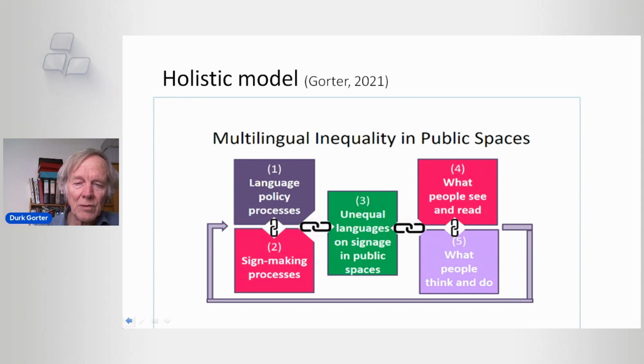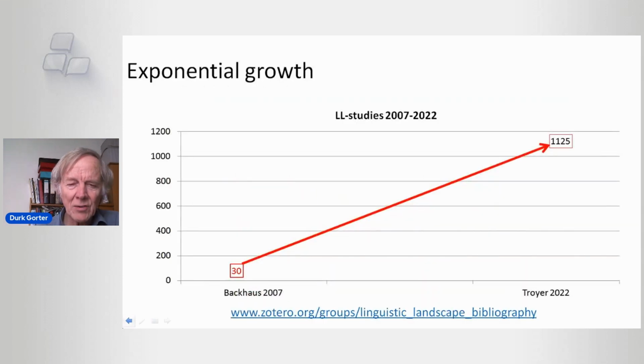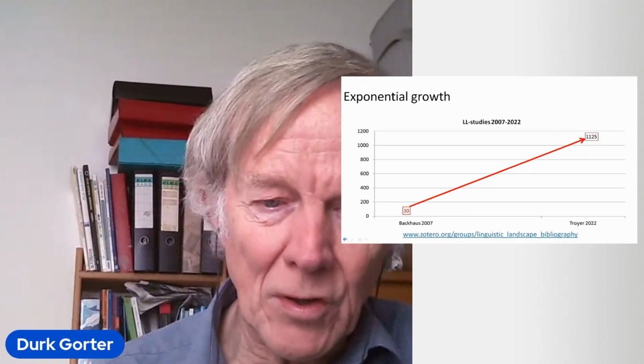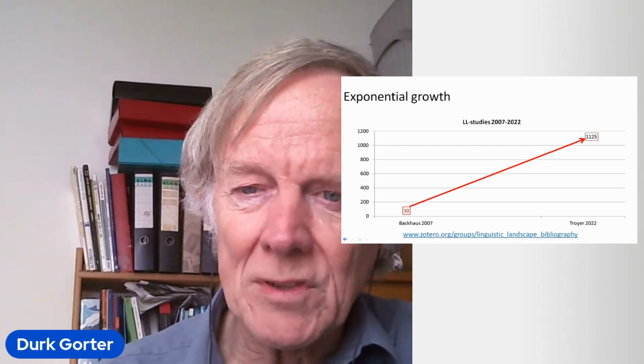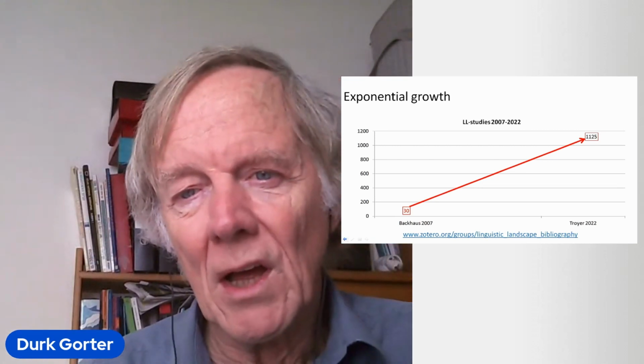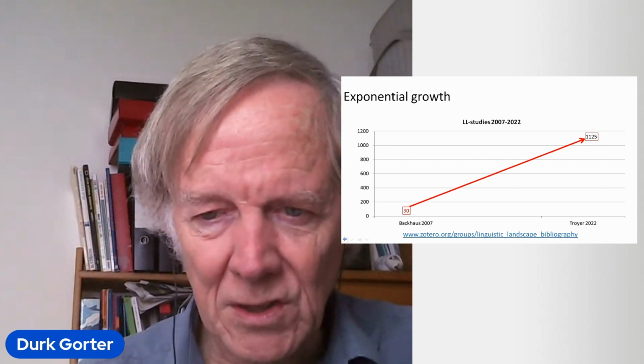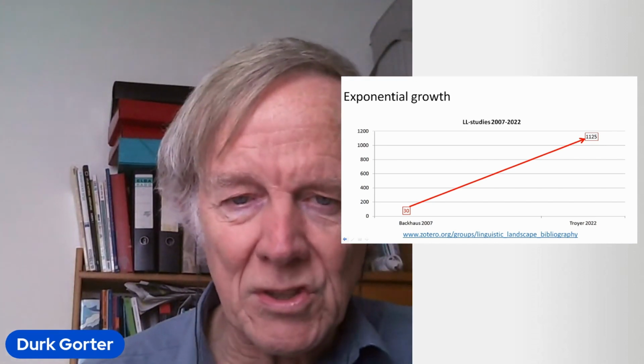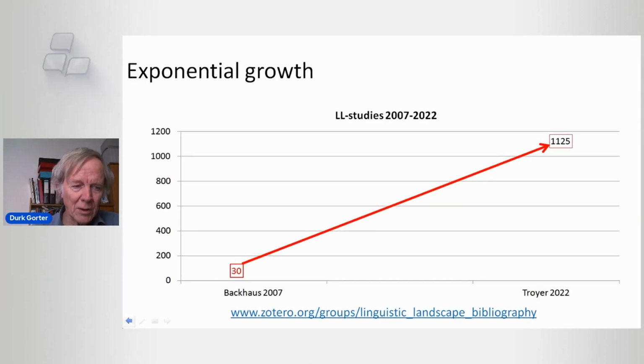And what we have seen over the years, since we started around some 15 years ago, is that the number of studies has grown enormously. Backhaus made an inventory in 2007. He found 30 studies, and we have an online bibliography of linguistic landscape, and we have over 1,100, and this is maintained by Troyer in the US, and you can see there's an awful lot of studies nowadays.